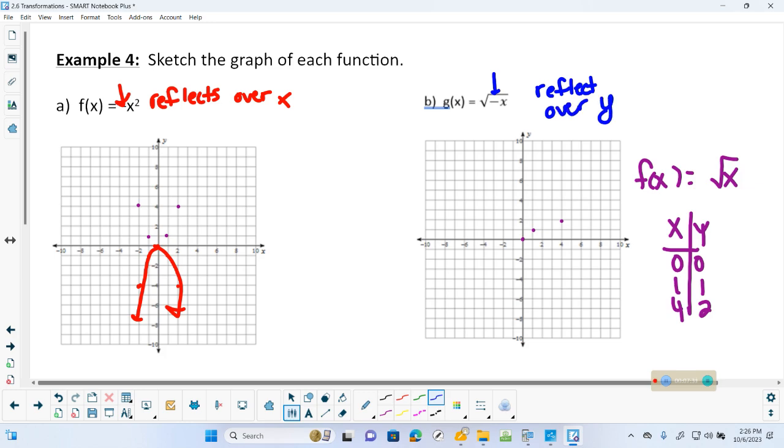So now I'm going to count the same left and right. I'm going to start at 0, 0. It's on the y-axis, so I'm going to keep it there. 1, 1 is 1 on the right side of the y, so I go 1 to the left. 4, 2 is 4 on the right side, so I'm going to go 4 to the left and plot negative 4, 2. There we go. And as always, you can check these in your graphing calculators.